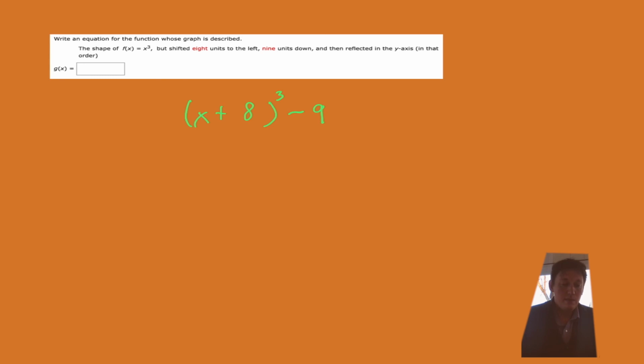And then it's reflected in the y-axis. And reflection on the y-axis means that there's a negative inside here. Okay, the reflection over the y-axis is on the inside. The reflection over the x-axis is on the outside, then negative. So that's what we have here.